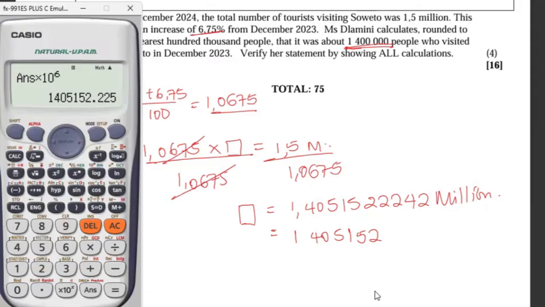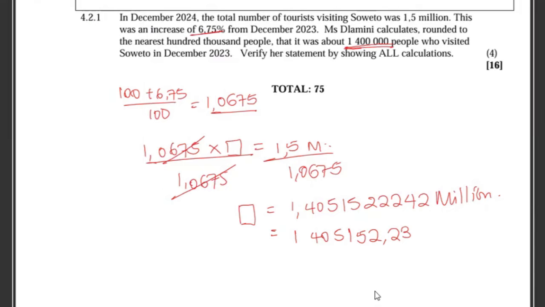So we don't need the decimals. They said to the nearest 100,000. So the nearest 100,000 stops here, and these ones become all zero. So it's 1,400,000. Meaning her claim is valid. And this brings us to the end of question 4 and the end of our proposed answers.